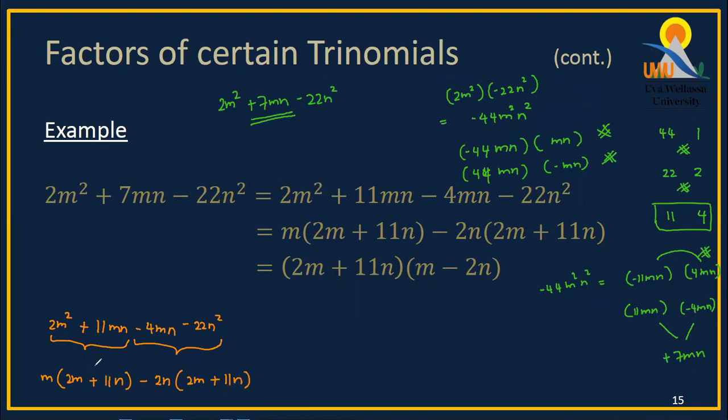Now if you see these two quantities, you can see that it is common for both. Thereafter, we can say it as 2 times m plus 11 times n. Then we can identify these are the remaining quantities: it is m and minus 2n. Therefore, these are the factors that we can identify for a given trinomial in this form.